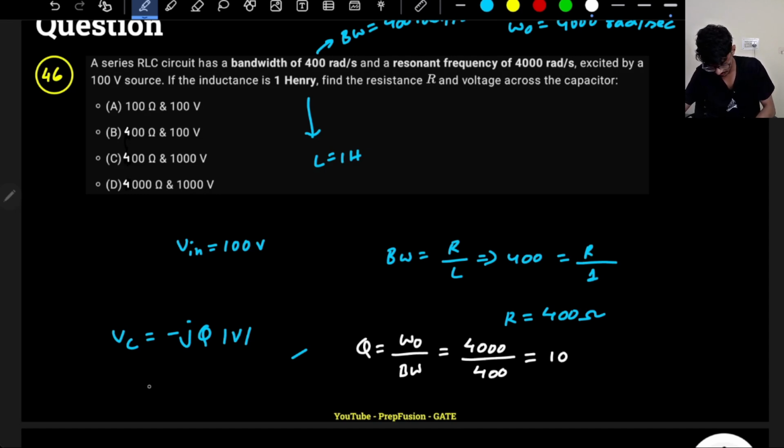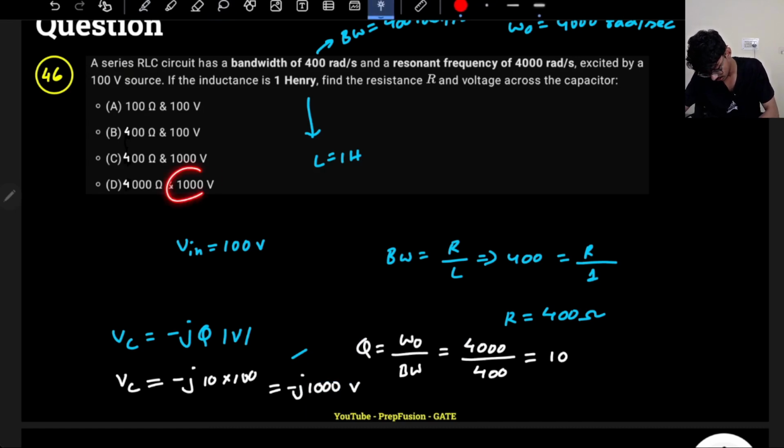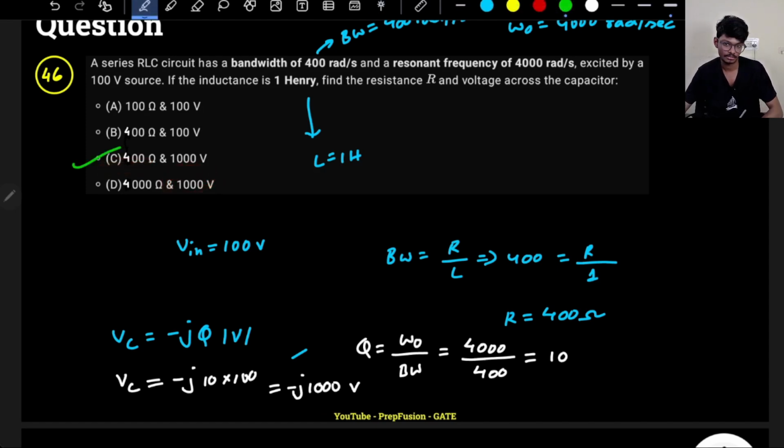So Vc will come out to be minus J 10 into the magnitude of the voltage. Now what is the magnitude of the voltage? 100 volt, right? So it will be into 100. They have not asked us for the phase, they have just asked for the magnitude, but that's fine, we will find it with the phase as well. So it will be minus J 1000 volts. So minus J 1000 and resistance is 400. So option C will be the correct answer of this question. Now what is the homework task for you?